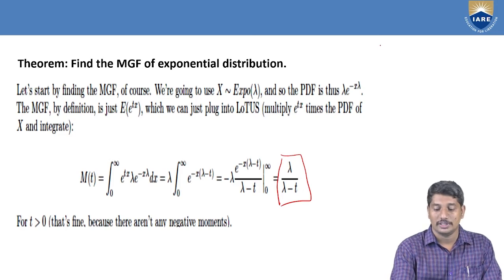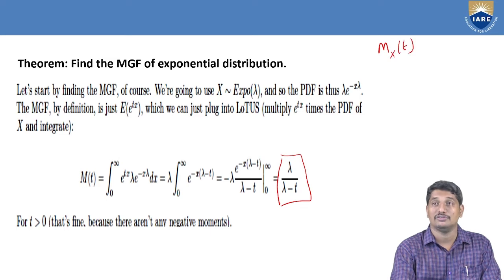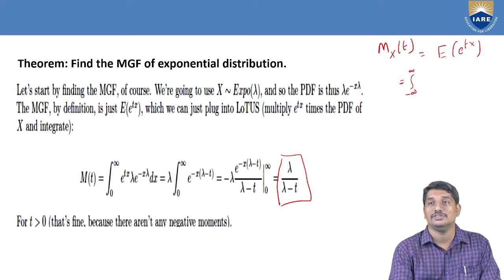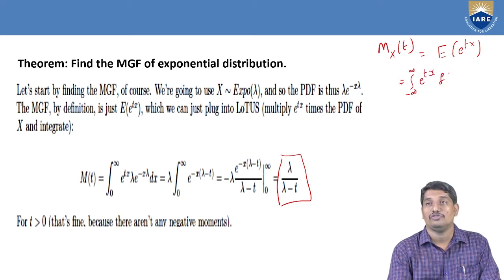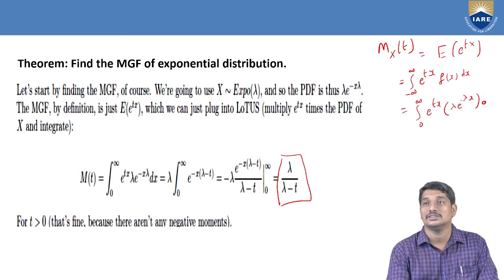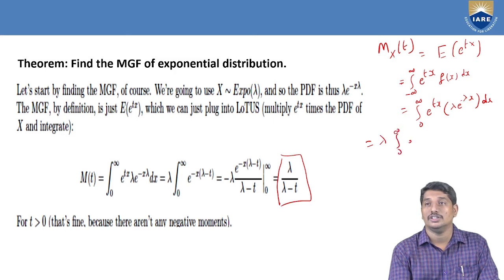So let us start with the moment generating function of exponential distribution. According to the definition, it is E of e power tx, that is integral minus infinity to infinity e power tx f of x dx, where f of x is the density function of the random variable, that is exponential distribution. That means 0 to infinity e power tx lambda into e power minus lambda x dx. Lambda being the constant, you can write it out, that is 0 to infinity e power tx into e power minus lambda x dx. Bases are equal.